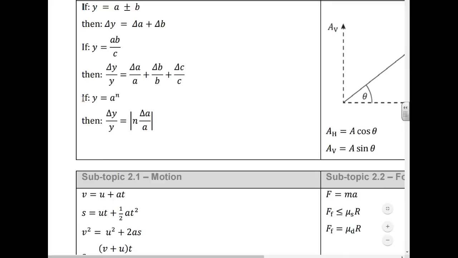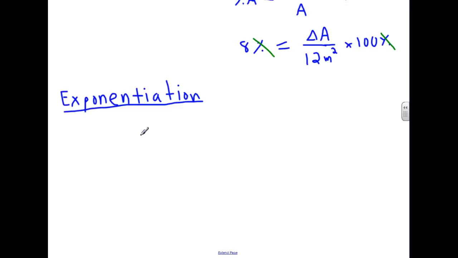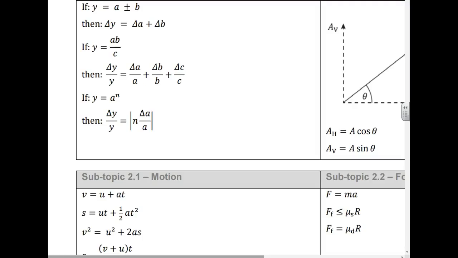Okay, here's that rule. If y is equal to a to the n, then the fractional uncertainty in y is equal to the absolute value of the fractional uncertainty in a times the exponent, n. So let's see an example. This is tricky. We can write the rule down if we want.